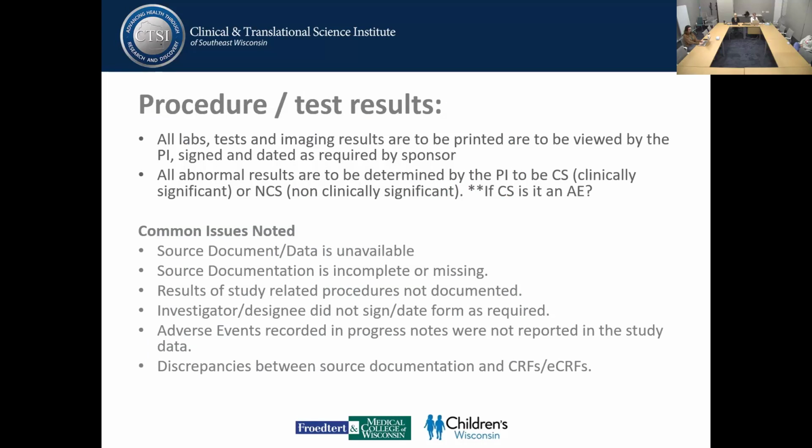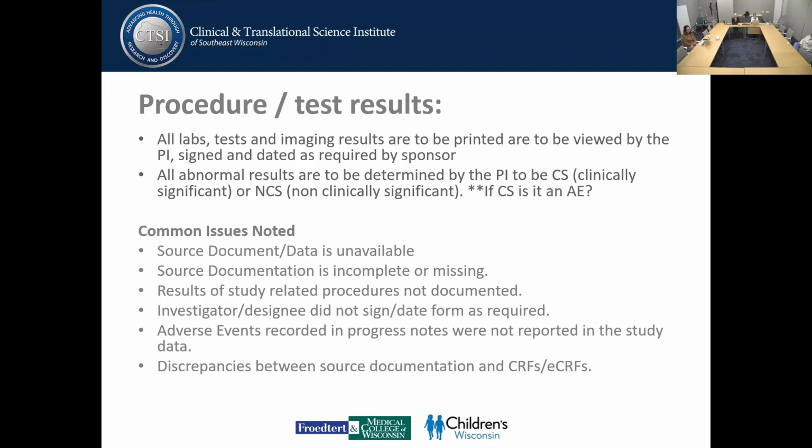All labs, tests, and imaging results are to be printed and viewed by the PI, signed and dated as required by the sponsor. Again, if you're keeping them electronically or in Florence, they do not have to be printed. However, you should have a system for documentation from the PI that he has reviewed them. And templates can be made in Florence for this.